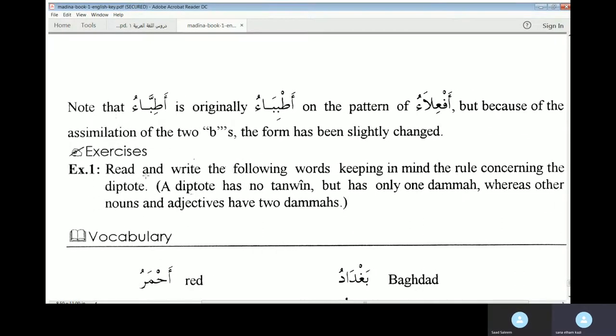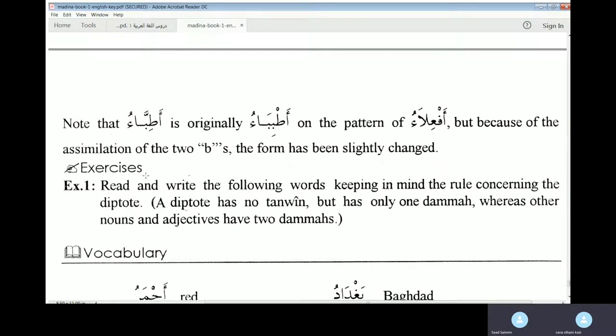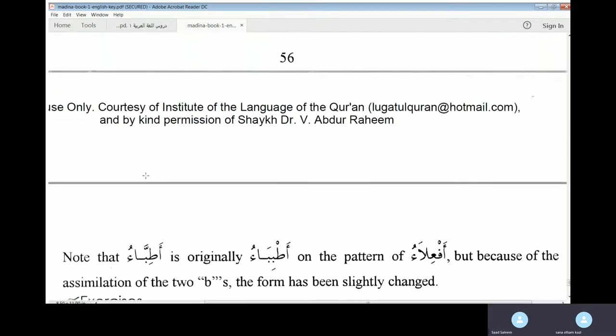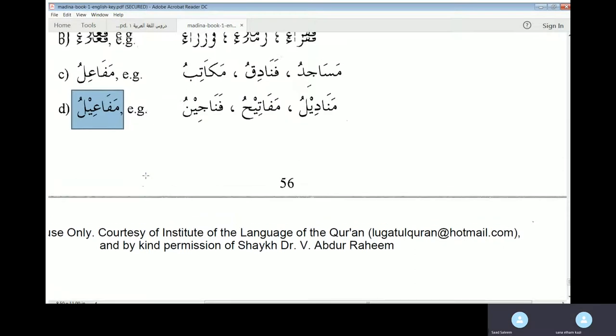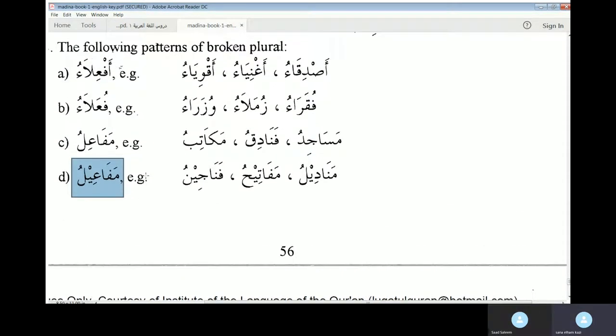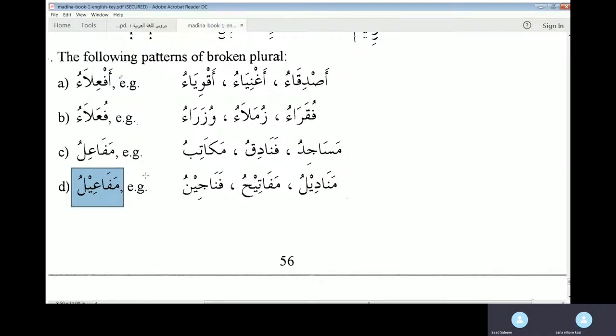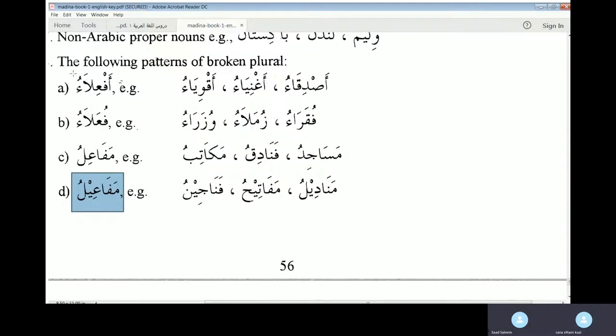If you go to the examples, right, so on this, asdiqau is friends. Aghniyau is wealthy. Akhwiyau, khavi is strong, right? Many strong people. I'm just trying to get the meanings of the examples. Asdiqau is friends, okay. Sadiq, asdiqa. Aghniyau is rich people. And then akhwiya is strong.